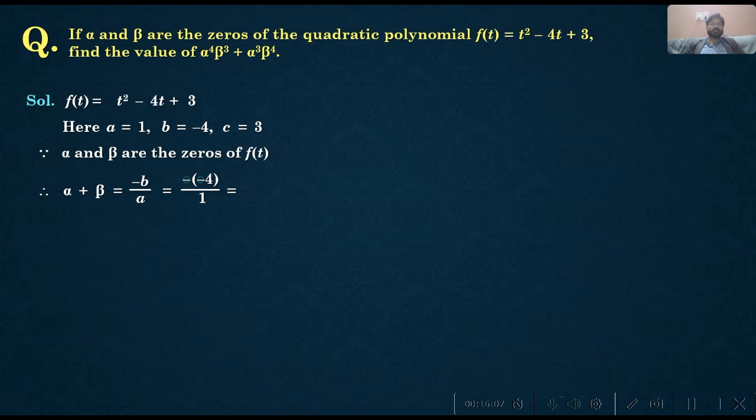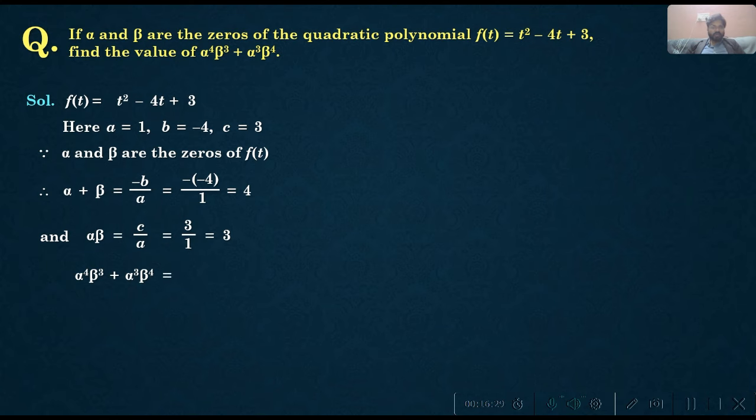So what will be the value of alpha plus beta? It is 4. Talking about alpha into beta, c by a, how much do we have? 3 upon a, how much is it? 1. So 3 upon 1 is equal to 3. We have alpha plus beta and alpha beta. Now we will find alpha to the power 4 beta cube plus alpha cube beta to the power 4.